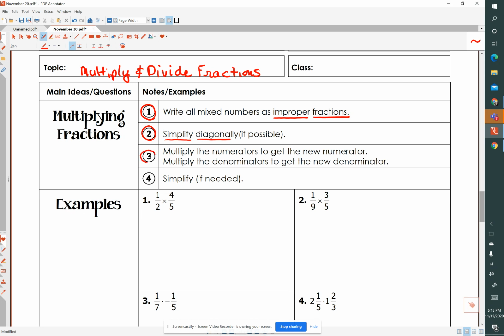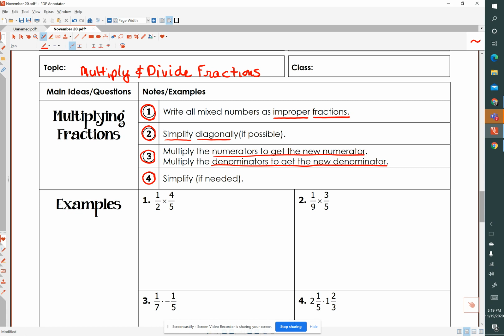We're going to multiply the numerators straight across to get the new numerator, and then we're going to multiply those denominators to get the new denominator. And sometimes we will need to simplify when we are through. So we've got 1/2 times 4/5.